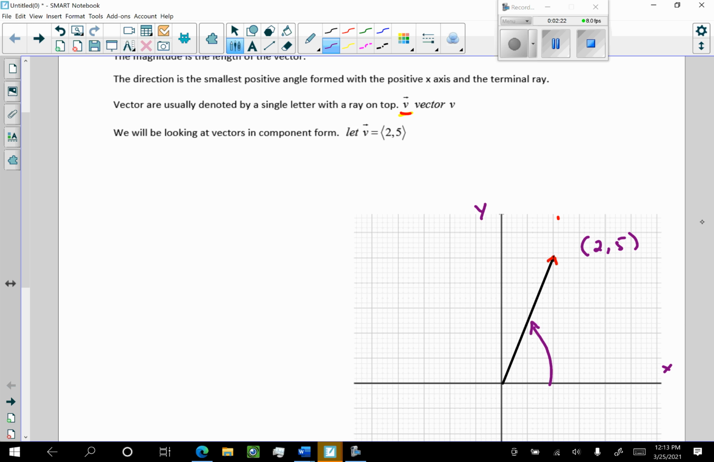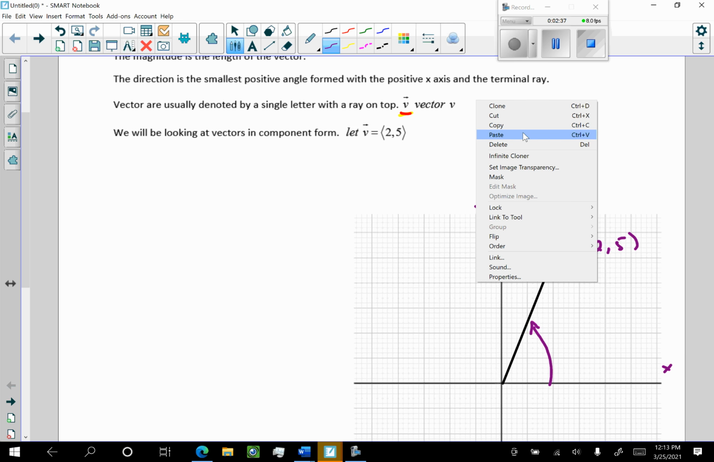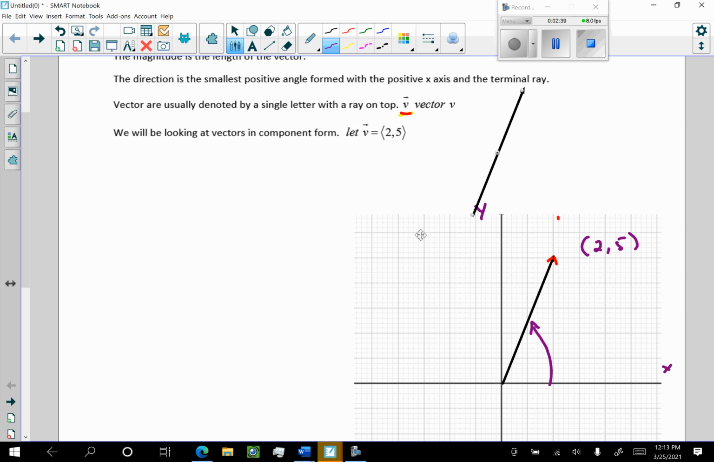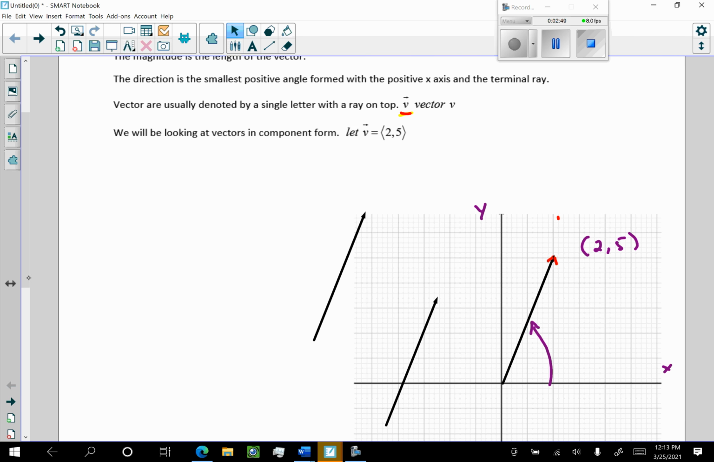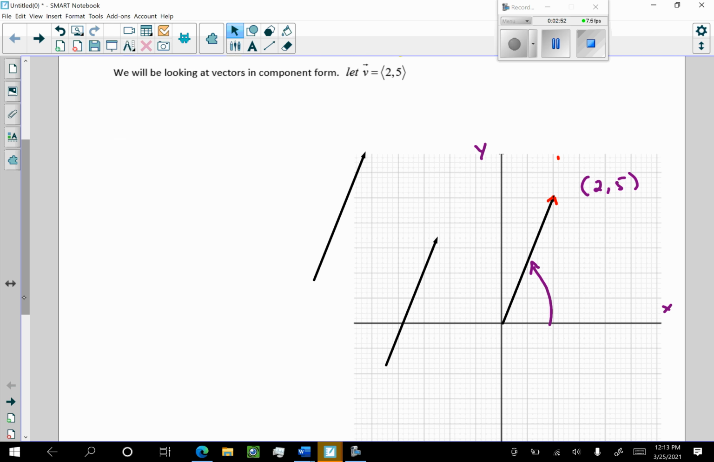And in fact, before I show you how to find the magnitude or the direction, let me click on that, copy, and then paste, and paste again. So I can take these particular vectors and put them wherever I want in the XY coordinate plane, and they're going to be the same vector because they have the same magnitude, which is the length, in the same direction. All of those are parallel.